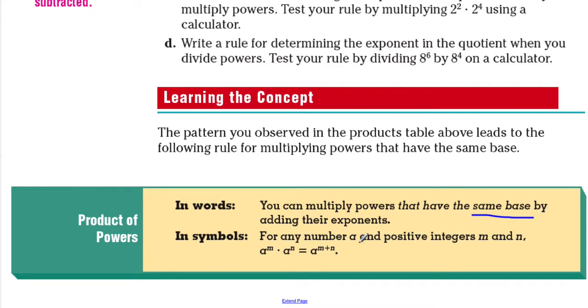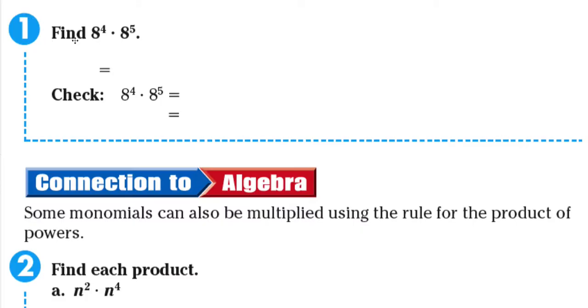If they don't have the same base, you cannot apply this rule, meaning the a should be the same for both numbers. So if the bases are the same, you simply add their exponents, and it becomes a to the m plus n. Let's take a look at example number 1 and see how this works. You are given a to the fourth power times a to the fifth power. Since the bases are the same, first we'll copy the problem down. A to the fourth power times a to the fifth power. The bases are the same, so we simply add the exponents, which becomes a to the ninth power.